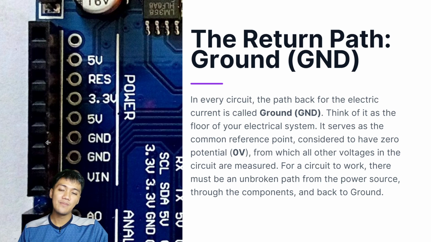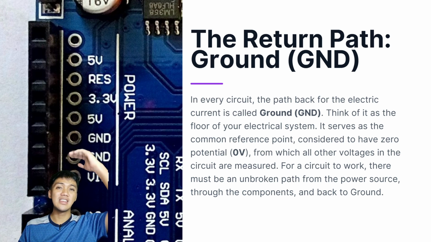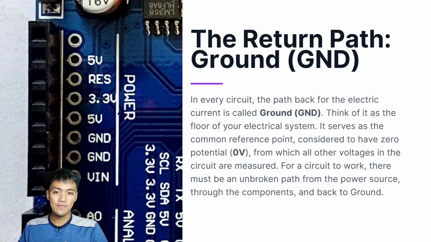The floor, let's put it as an analogy. This is the floor of your electrical system. It serves as a common reference point. If you say you have 5 volts, it's high. If you say it's 0 volts, it's a low. How do you tell what is high or low? You have to set a reference point. Which one is the lowest? That is your ground. A 0 point. 0 potential, from which all other voltages in the circuit can be measured.